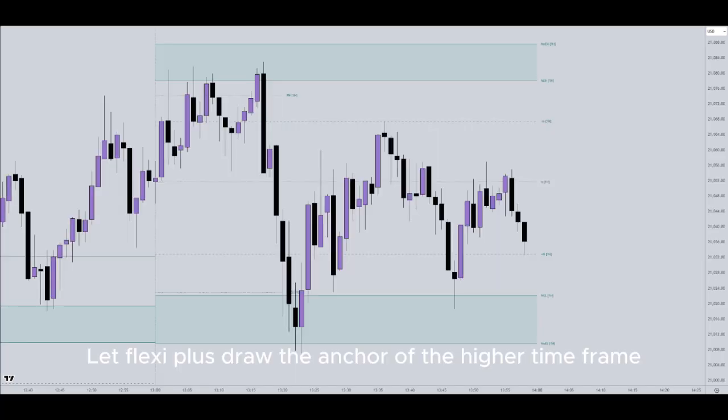Let Flexi Plus draw the anchor of the higher time frame, the open, the distribution, and the manipulation zones. This is your map. Flexi quickly populates the levels that matter. Here's how Flexi Plus draws the zones. The lines aren't guesses. They mark where price tends to speak. Let's talk levels, because this is where Flexi Plus gets precise.